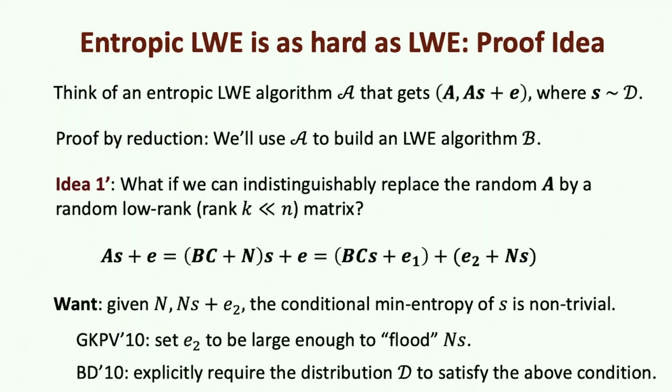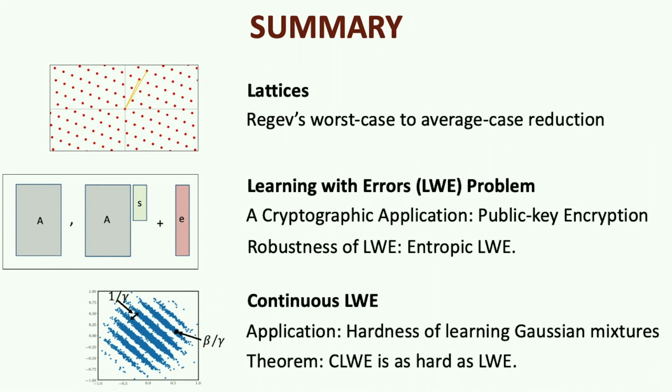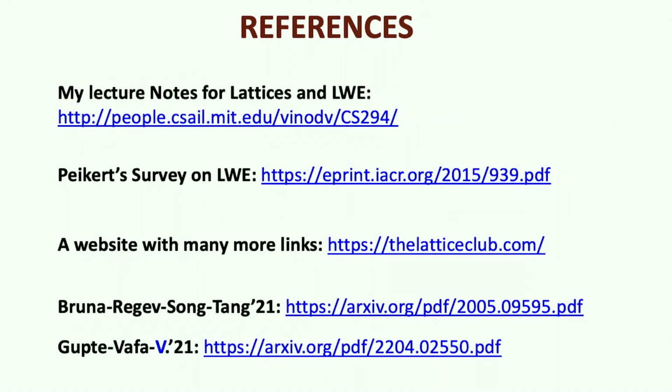Let me, I'm 3 minutes over, so let me summarize. We saw the learning with errors problem. We saw two algorithms for it. We saw a cryptographic application and a statistical application, so to speak, the hardness of learning Gaussian mixtures. Then I showed you a cartoon of the worst case to average case reduction and the entropic LWE hardness. So that's what we showed. Hopefully this is enough information for you, if you're interested, to start digging around a bit more. And there are tons of material online.